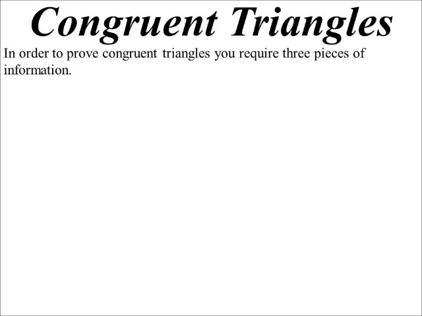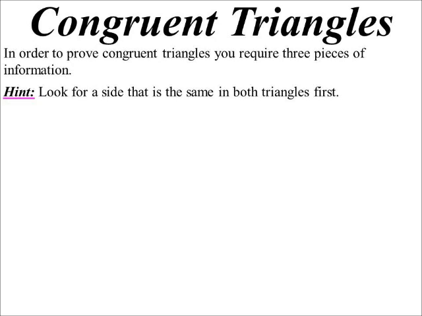Let's have a look at congruent triangles, which are, of course, triangles that are exactly the same in every aspect. In order to prove it, we need three pieces of information, as you will recall. Not necessarily always, but if you're stuck, look for a side, because every single proof involves there being a matching side that's the same. So if you're unsure, maybe look for that first.